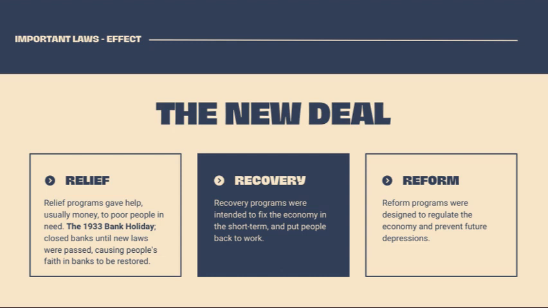Relief actions usually consisted of direct help, like giving money and food to the impoverished. One specific relief action was the 1933 bank holiday, where FDR closed the failing banks until new laws could be passed to fix them. When they did reopen, people had restored faith in the banking system and put their money back into banks. Recovery programs were intended to provide jobs and fix the economy in the short term. Reform programs were intended to fix the economy in the long term and form regulatory programs to prevent future depressions.